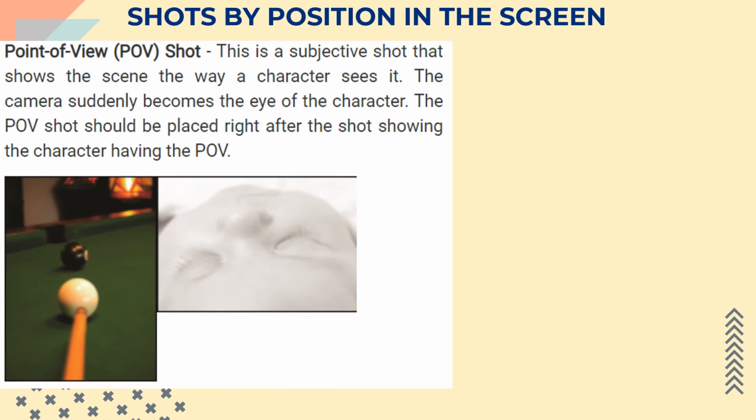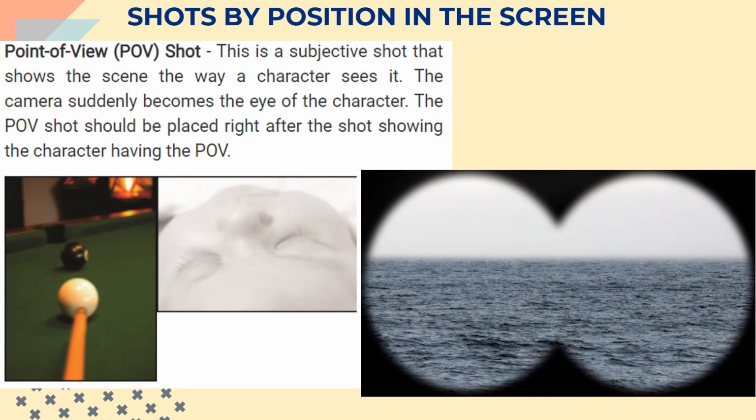Next is the point of view or the POV shot. This is a subjective shot that shows the scene the way a character sees it. The camera suddenly becomes the eye of the character, and the POV shot should be placed right after the shot showing the character having the POV. A POV shot is intended to mimic what a particular character in a scene is seeing.